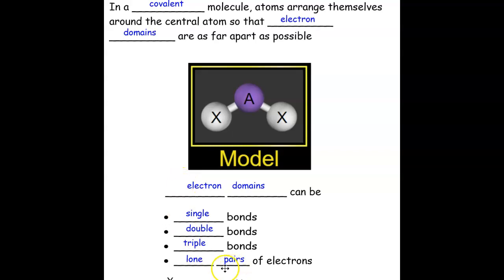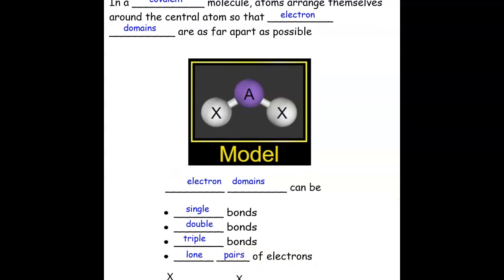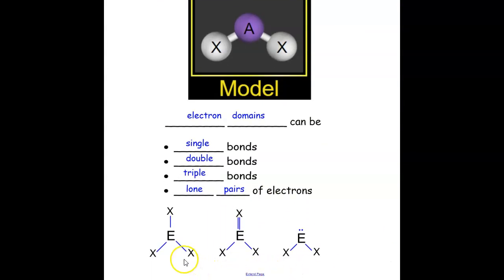or lone pairs. For example, a central atom with 3 single bonds has the same number of electron domains as a central atom with 2 single bonds and a double bond, or as a central atom with 2 single bonds and a lone pair. In each case, there are 3 electron domains.